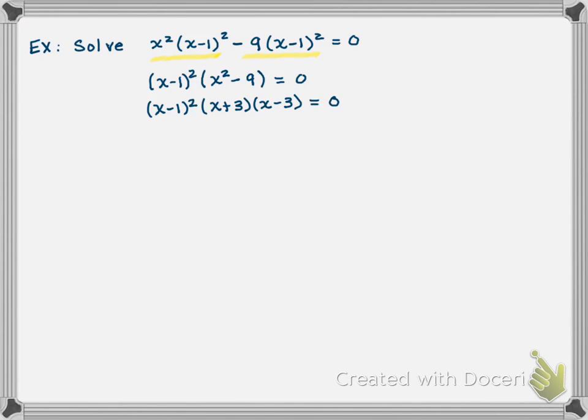And then I'm going to set each factor equal to 0. But notice, x minus 1 squared is just x minus 1 times x minus 1, right? So I can really just write x minus 1 equals 0. I could write that twice if I really felt like it, but it's going to give me the same solution.